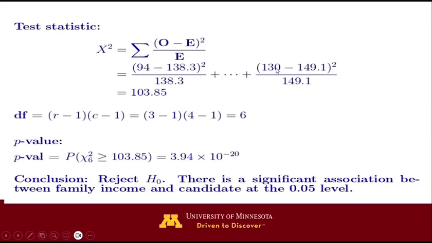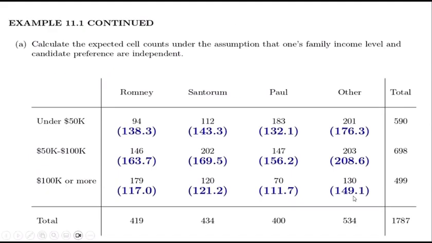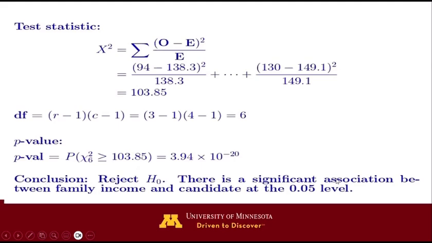All the way to 130, if you take a look, we mean all the way here. We're going to repeat that for all of them, all the way here. And at the end of the day, we get a chi-square test statistic value.